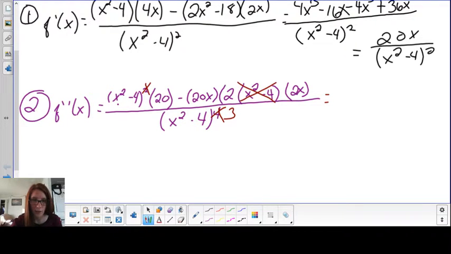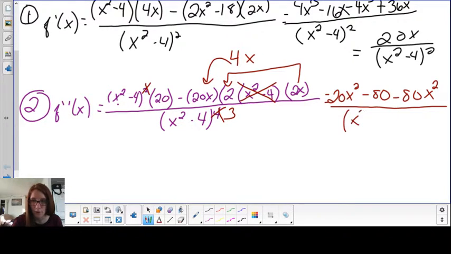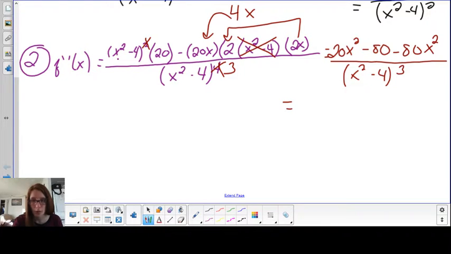So I have 20x squared minus 80. 2x times 2 will give me a 4x, and that 4x will get multiplied by a negative 20x to give me a negative 80x squared. All over x squared minus 4 cubed. And when I simplify that one more time, that gives me a negative 60x squared minus 80.